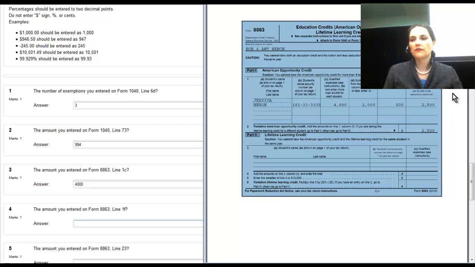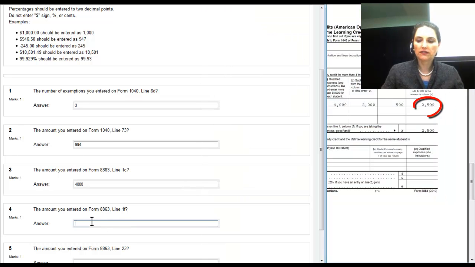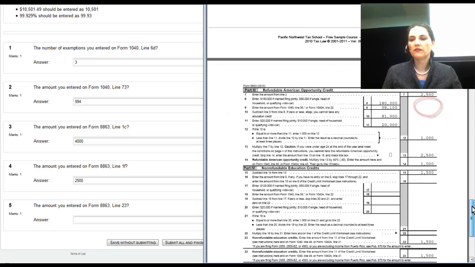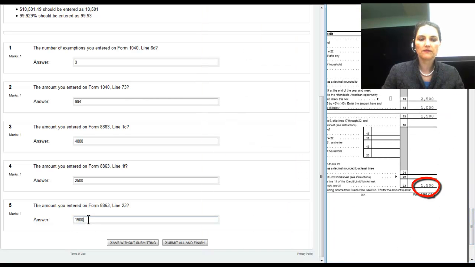Let's find line 1F. Line 1F is $2,500. What is the amount that you entered on Form 8863, line 23? So I'll flip over to page 2. Line 23 is $1,500, and I will enter that amount.